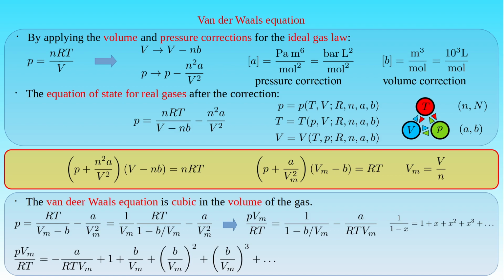If we gather the terms with the same power of Vm, then we obtain the following series: 1, plus the difference between B and A over R times T, times 1 over Vm, plus B squared over Vm squared, plus B cubed over Vm cubed and so on. On the left-hand side we recognize the compressibility factor of the gas, which is expressed by a power series with respect to the reciprocal of its molar volume Vm.